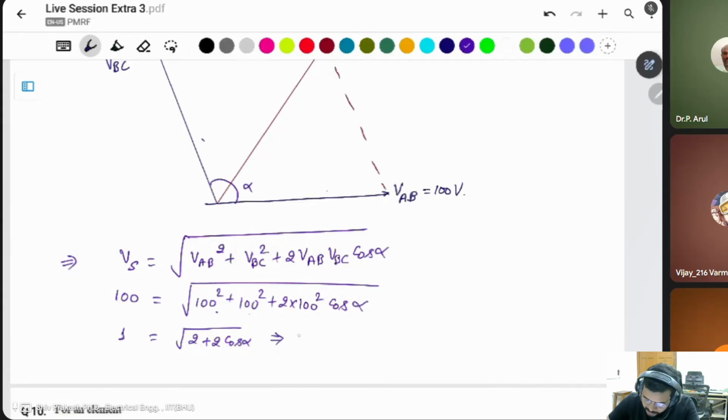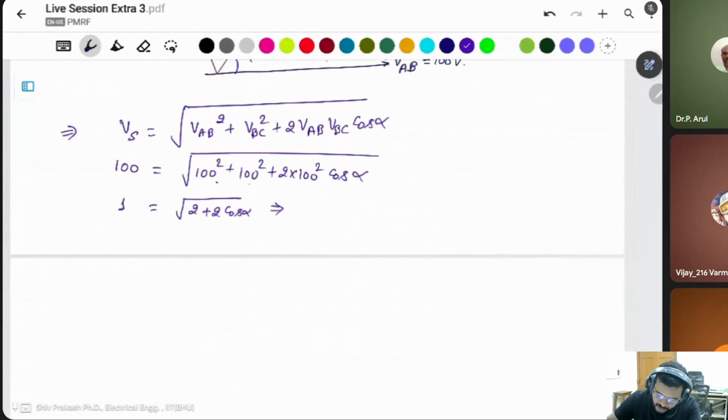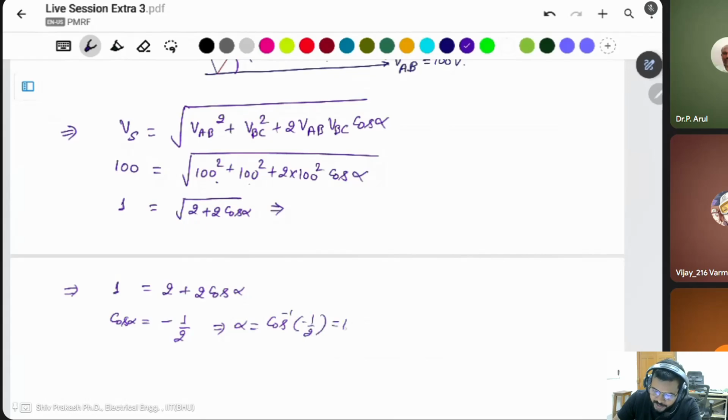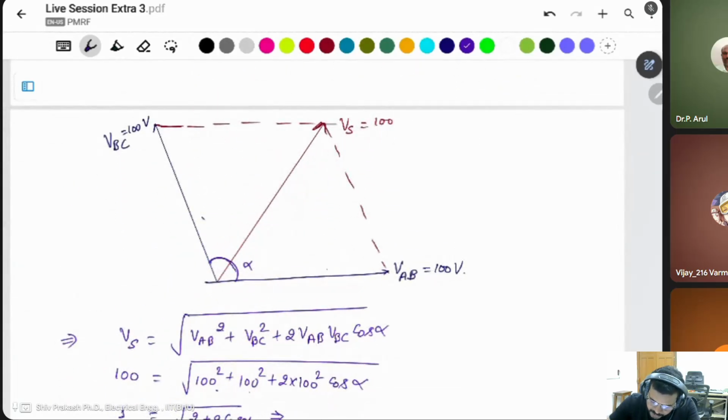Can you take the square on both sides? If we square both sides, then this will be 1 is equal to 2 plus 2 cos alpha. Then what is cos alpha? 1 minus 2 is minus 1, divided by 2, so minus half. That means alpha is cos inverse of minus 1 by 2, which will be 120 degrees. That means alpha is 120 degrees. The angle difference between these two is 120 degrees. Okay.